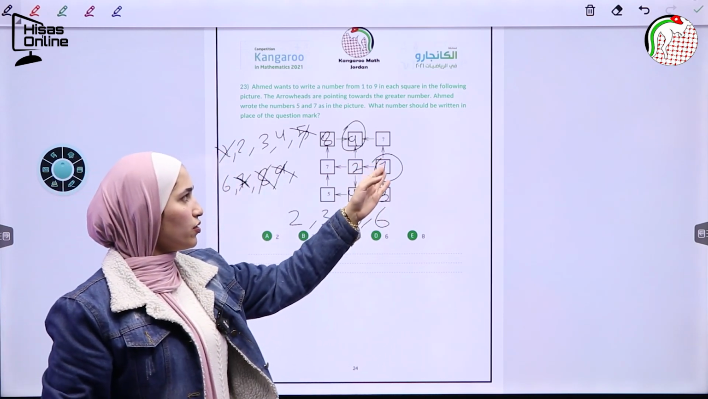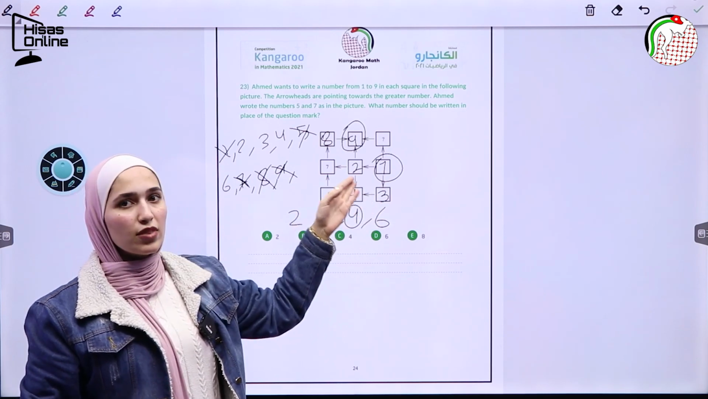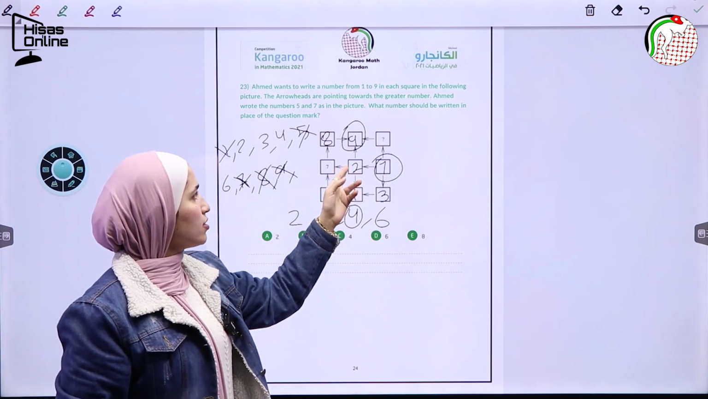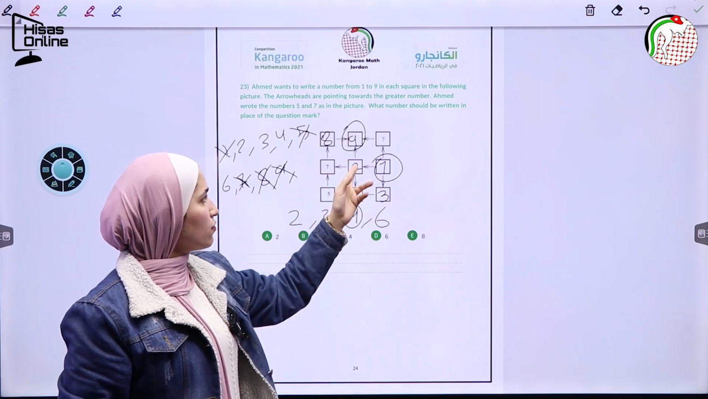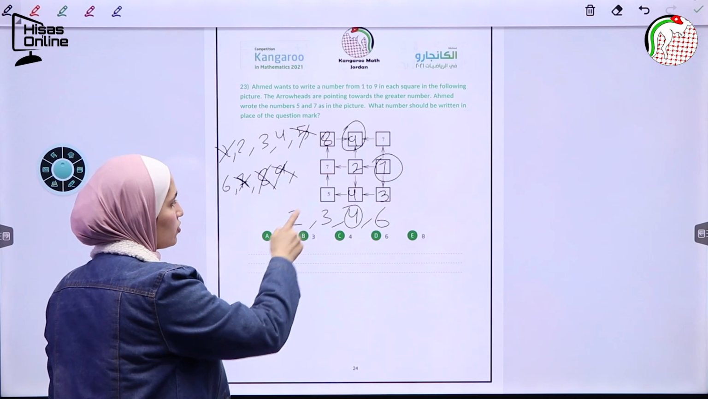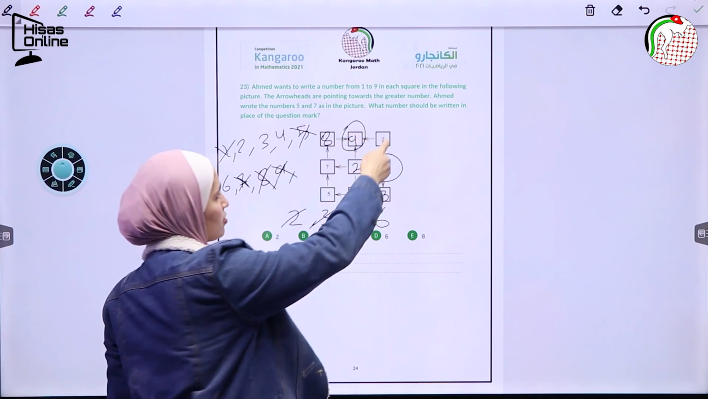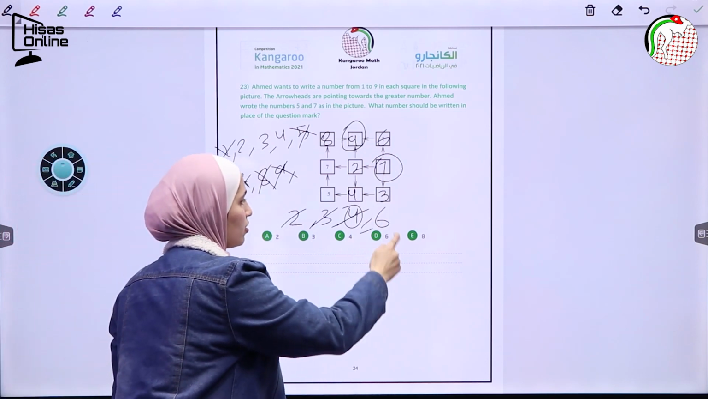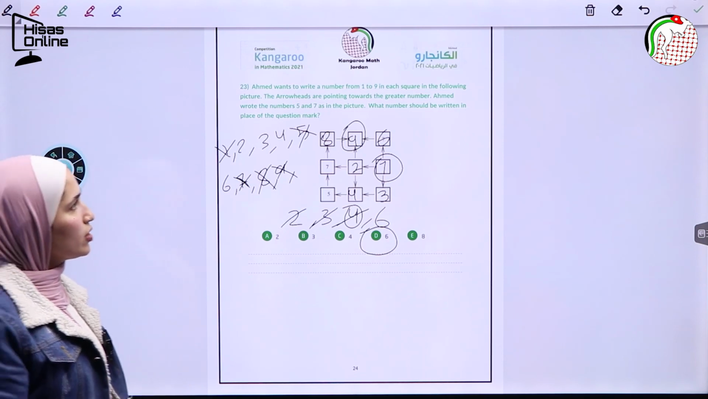Is this 3 more than 1? Yes. Is this 3 less than 4? Yes. So this place is suitable for number 3. Now, 2. Is it less than 9? Yeah. Less than 7? Yeah. Less than 4? Yeah. Greater than 1? Yeah. So what is left? We finished 2, 3, 4. So 6 in this square. So the answer is D. The number is 6. Now the next question is question number 24.